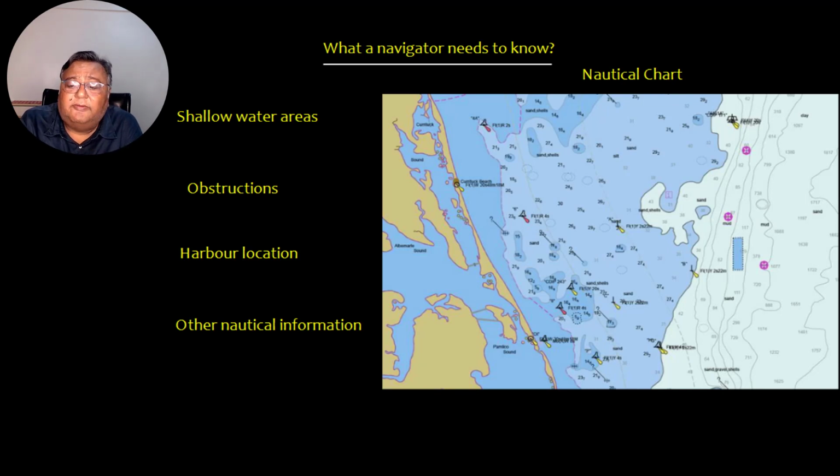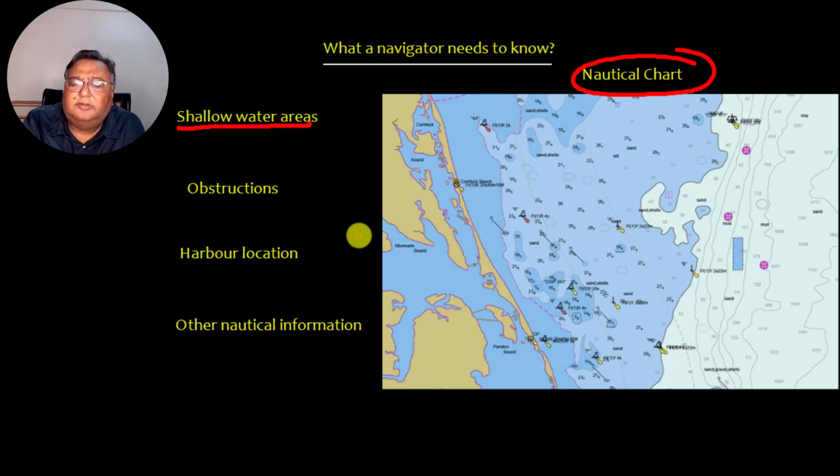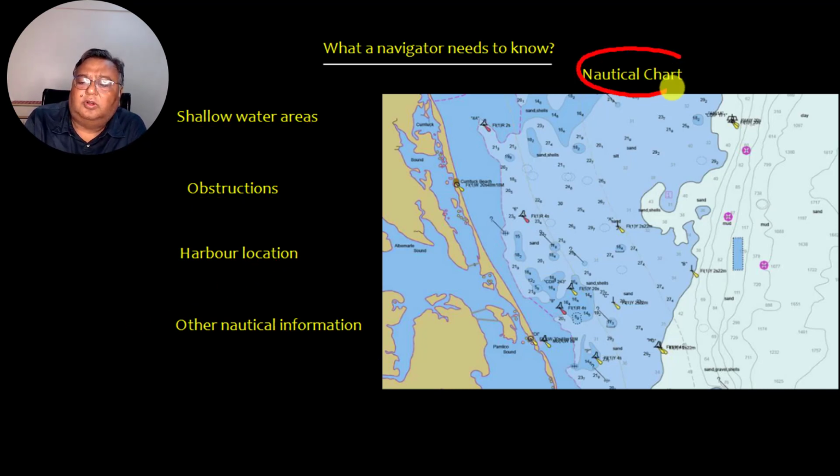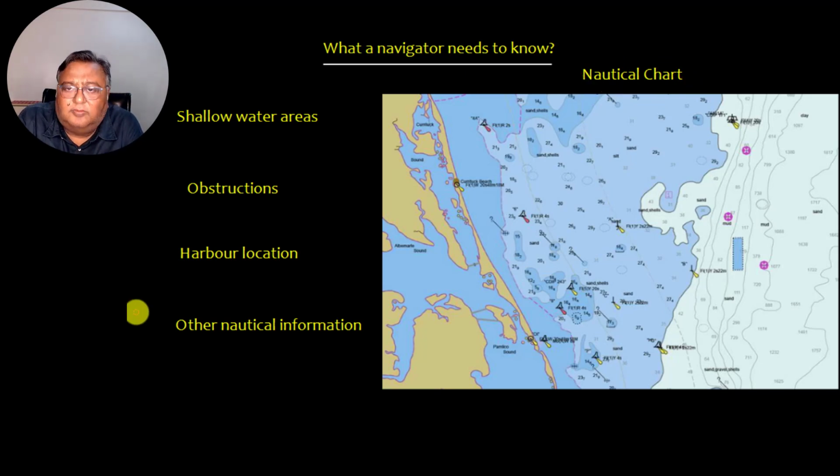So what does a navigator need to know on a nautical chart? On a nautical chart, you should know the shallow water areas, the areas where there is less water, obstructions, any hazards, the location of harbors, and other nautical related information. That is what a navigator desires to have on a nautical chart to assist him or her in navigation.